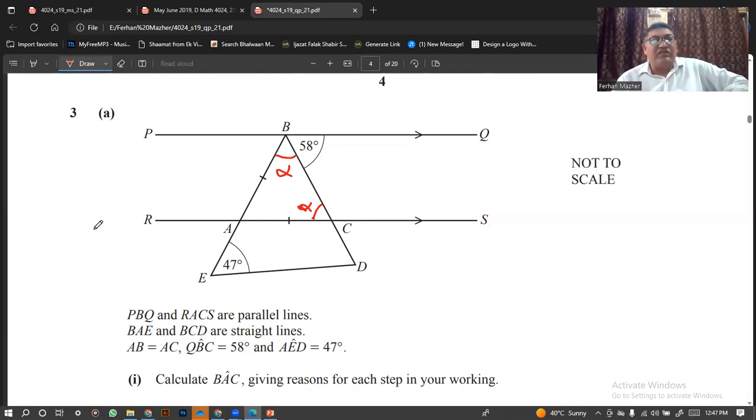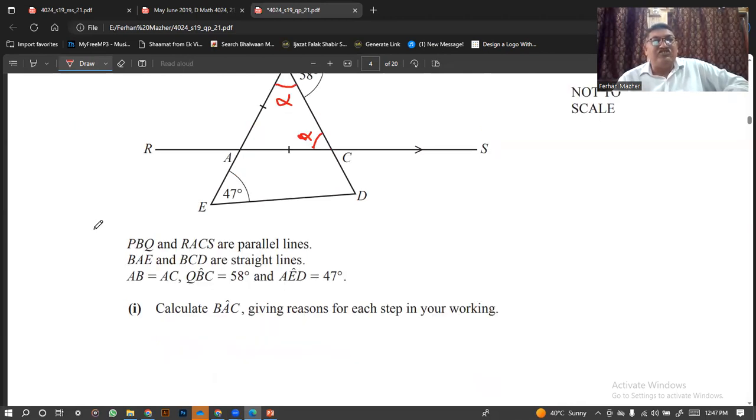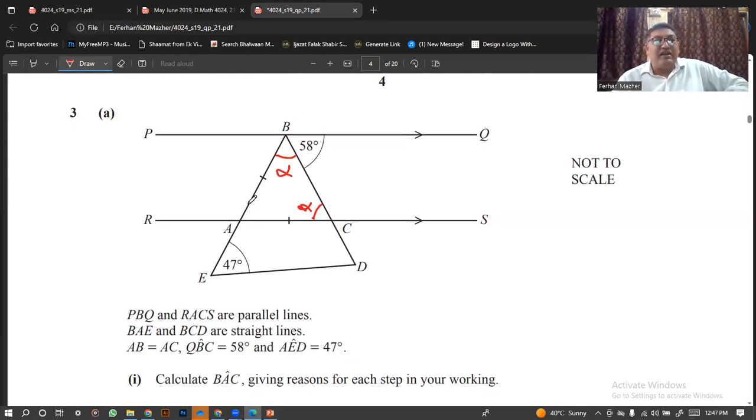Okay, the first question is calculate the BAC. They want me to measure how much this angle is. So you can see this 58 and this alpha will be equal to each other because they are between the parallel lines, on the opposite sides of the transversal line. So alpha will be 58. So this alpha will be 58. This will also be 58.